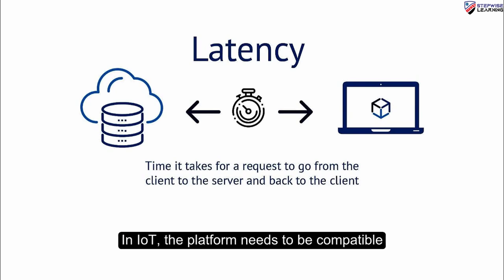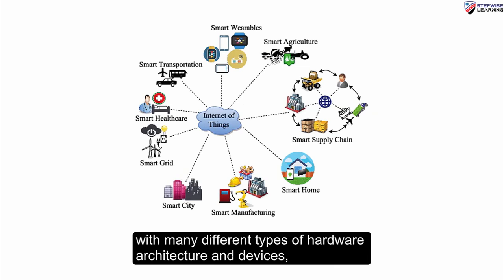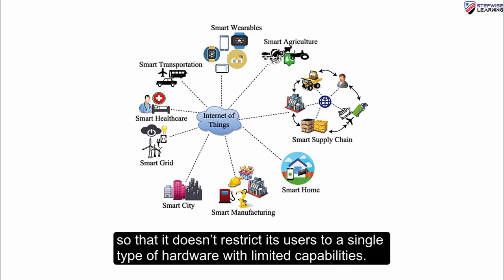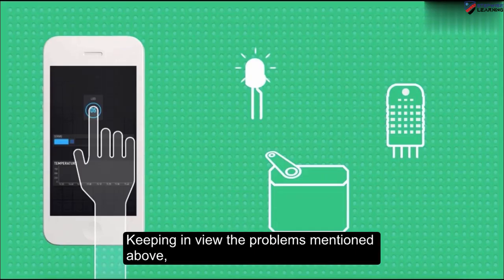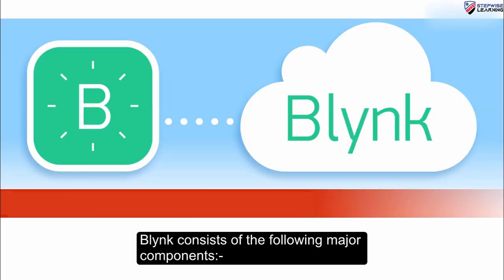In IoT, the platform needs to be compatible with many different types of hardware architecture and devices so that it doesn't restrict its users to a single type of hardware with limited capabilities. Keeping in view the problems mentioned above, Blynk is the perfect solution for all these problems. Blynk consists of the following major components.